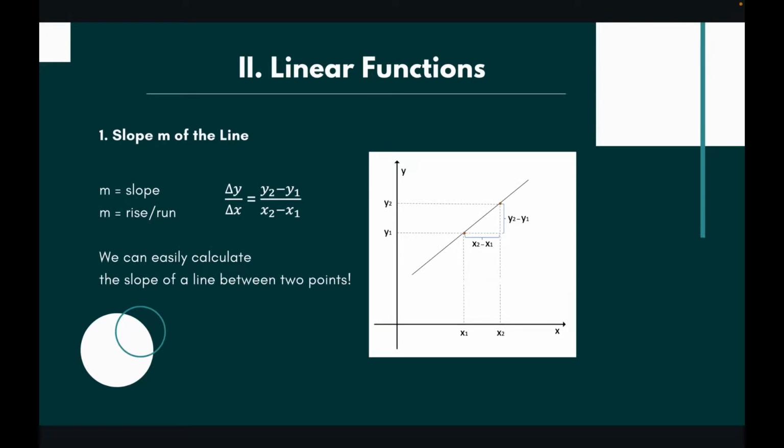All linear functions have a slope m, which we can always find if we know any 2 points on the line. Let's say this point over here is x1, y1, and this point is x2, y2. The slope of the line then will be equal to rise over run, or y2 minus y1 over x2 minus x1.